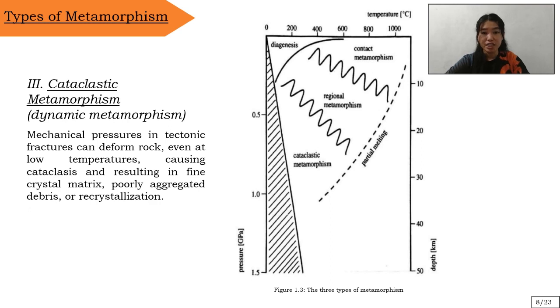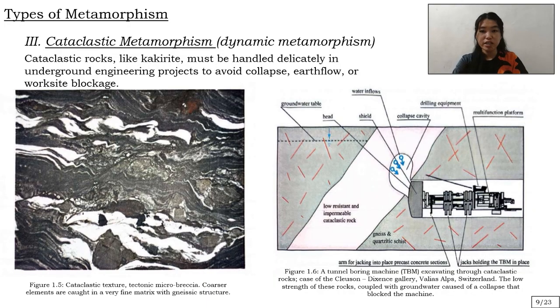The third one is cataclastic metamorphism, also known as dynamic. Mechanical pressures and tectonic fractures can deform rocks even at low temperatures, causing cataclasis and resulting in a fine crystal matrix, poorly aggregated debris, or recrystallization. Based on figure 1.3, cataclastic metamorphism occurs within fractures caused by tectonic activity. High pressures deform rocks without high temperature. So we have an example here. Cataclastic rocks like cataclasite must be handled delicately in underground engineering projects to avoid collapse, earth flow, or worksite blockage.